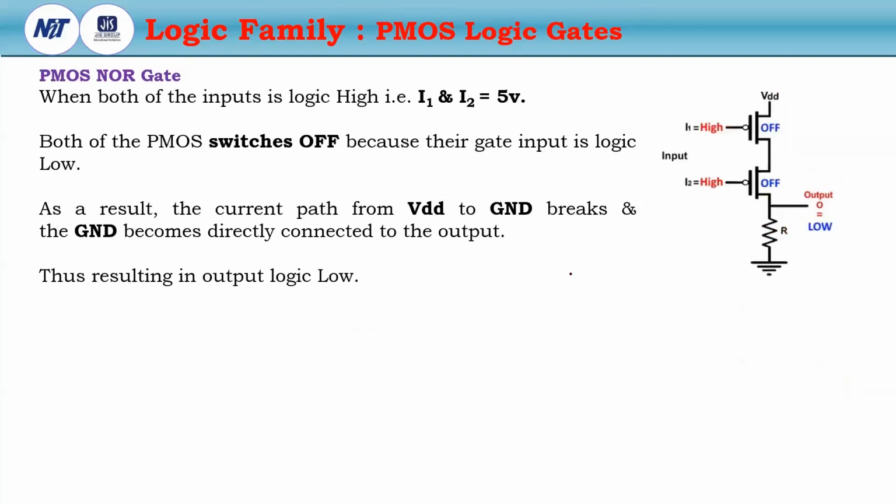Now for the last case, that is both are high. Then also both the transistors will be off. So the direct path will exist from output to ground. So the output will be logic low. So this is the NOR gate.